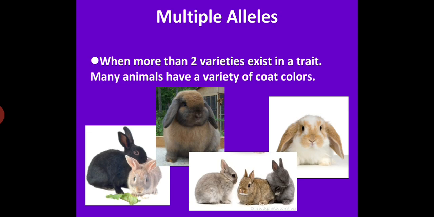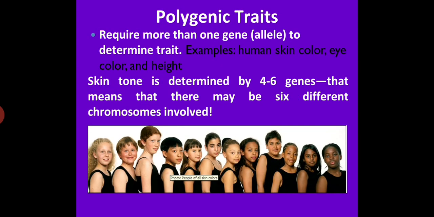Many animals have a variety of coat colors. This is due to multiple alleles. Now we are going to see about polygenic traits. They require more than one gene to determine the trait. Example, human skin color, eye color and height.